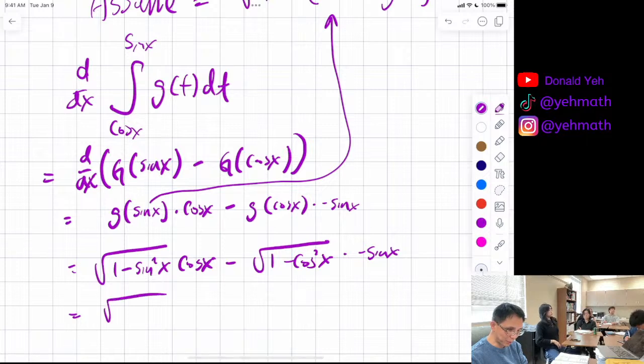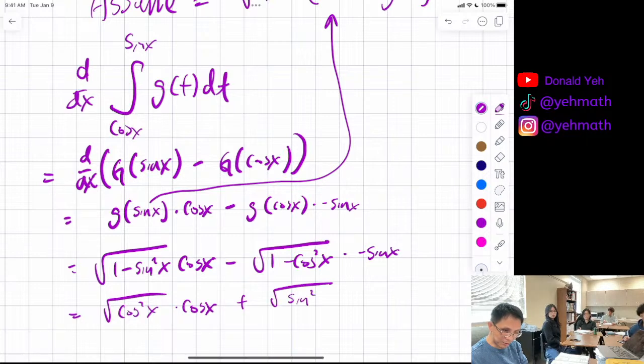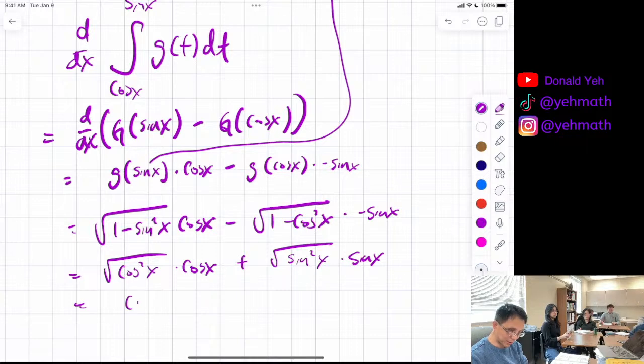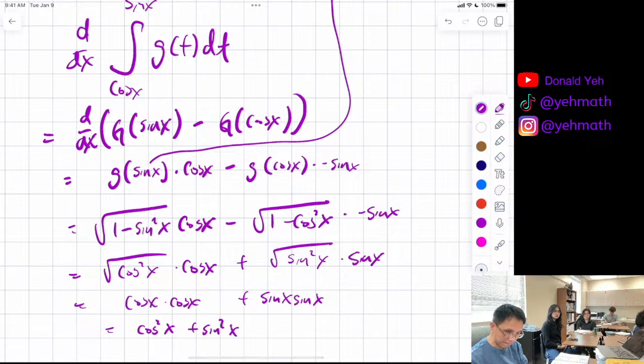That becomes square root of cosine square of x plus sine square of x times sine of x. Guess what? That's cosine of x times cosine of x. Sine of x times sine of x. And that's 1. Yep. So the answer is 1.